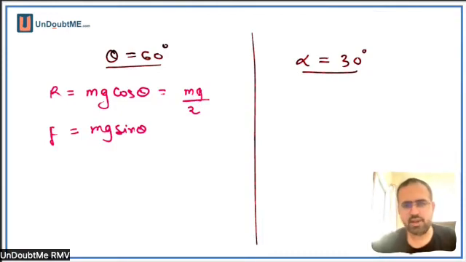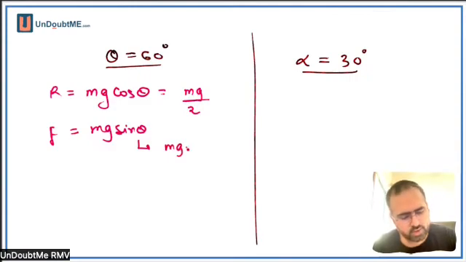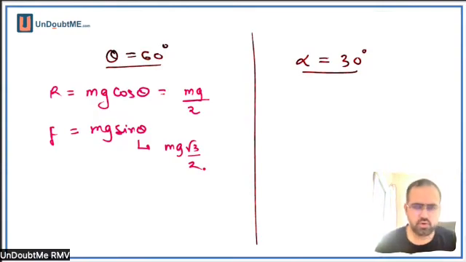We have to just keep it like this because we are comparing the two cases. The other one is, if you put the value of theta as 60 degree, sine 60 is root 3 over 2. So I'll be writing it down as mg root 3 by 2. Is that clear?